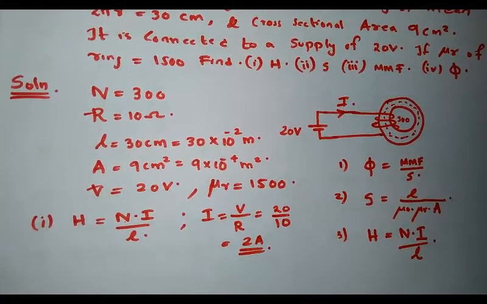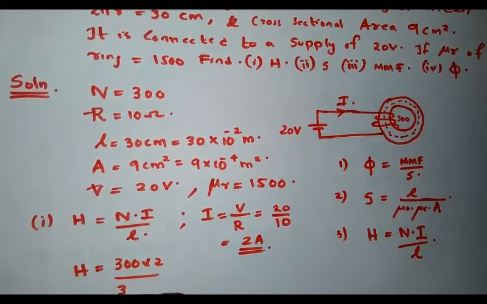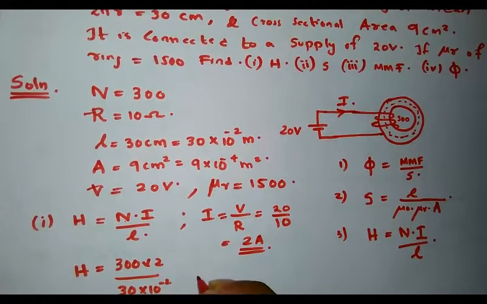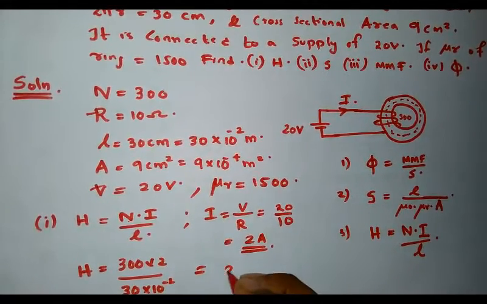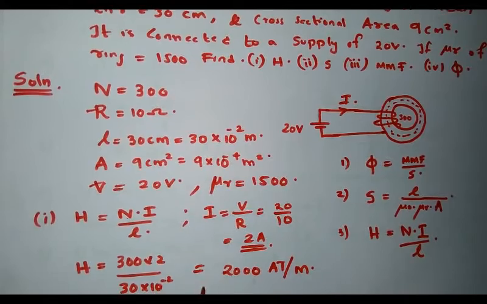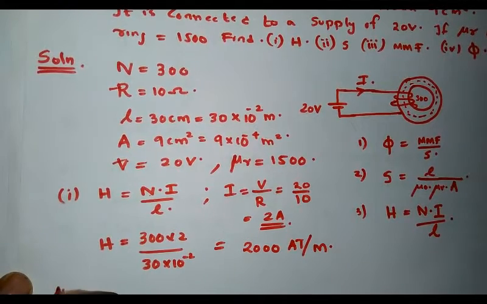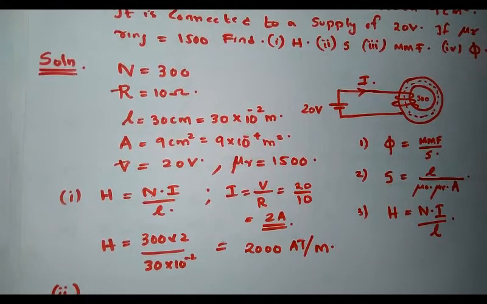Therefore, 2 ampere is the current flowing through the coil wound over the steel ring. Therefore I can determine H is equal to 300 into 2 divided by 30 into 10 to the power minus 2, and that is equal to 2000 ampere turns per meter. This is the unit of magnetizing force, a unit of MMF divided by a unit of length, that is 2000 ampere turns per meter. Next is the second parameter, that is we have to determine the reluctance S of the magnetic circuit.